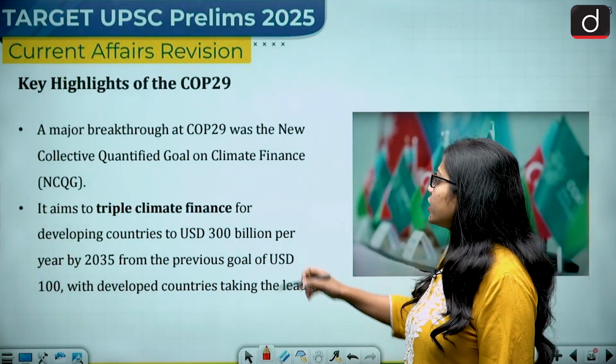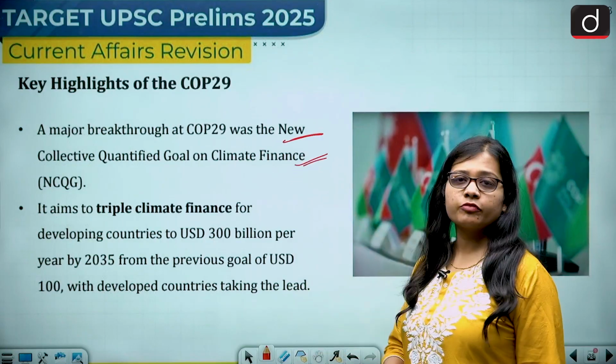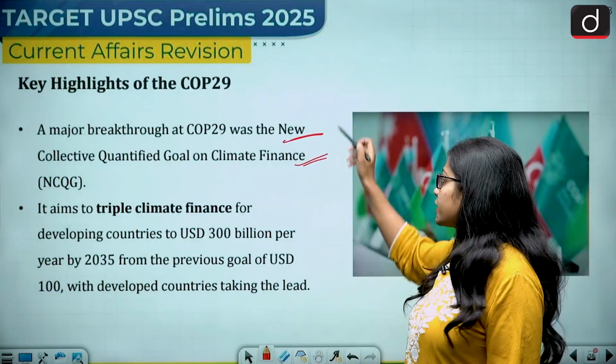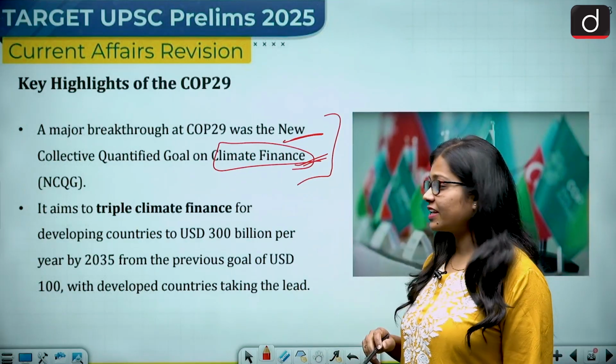A major breakthrough at COP29 was the new collective quantified goal on climate finance. So this was one of the breakthroughs of COP29.